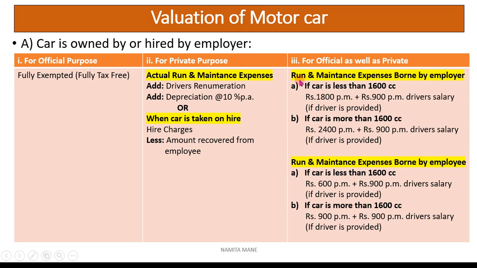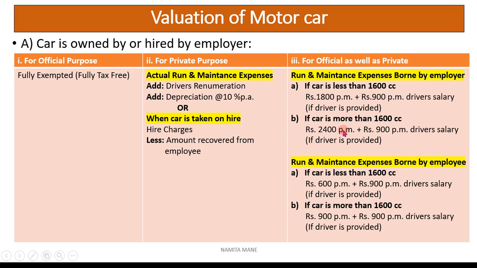Now see here, if the car is used for official purpose and private purpose, and the running and maintenance expenses are borne by the employer, then there are two conditions. If the car is less than 1600 cc, this will be the valuation. If the car is more than 1600 cc, then the valuation is 2,400 per month, plus if the driver is provided, the driver's salary we have to take into consideration.